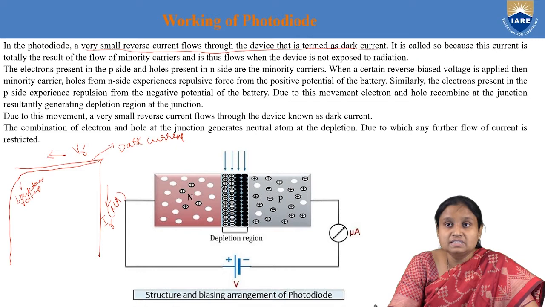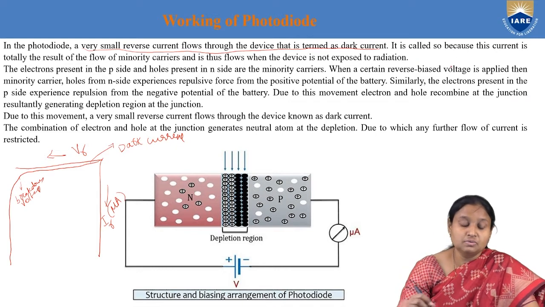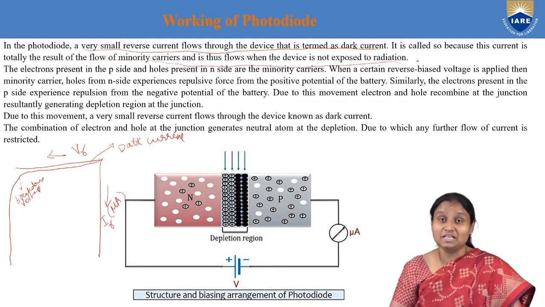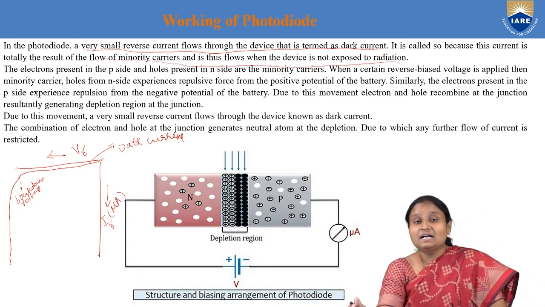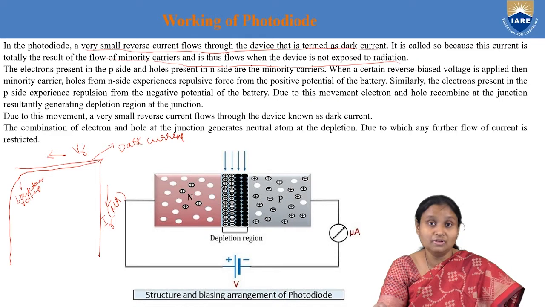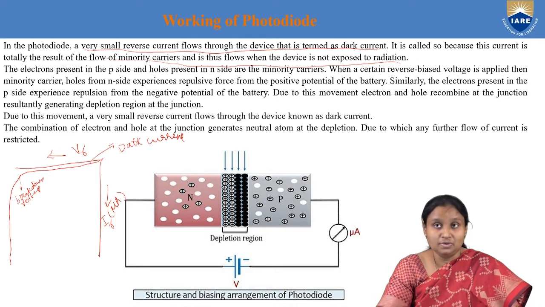And why is it called dark current? Because this current is totally because of the flow of minority carriers, and this is flowing when there is no exposure to radiation. So why is it called dark current? Because we are not exposing it to light. This is the current which we are going to get when we are reverse biasing a diode.